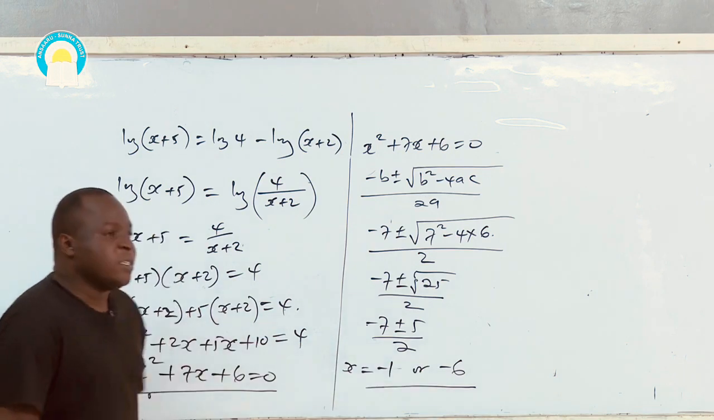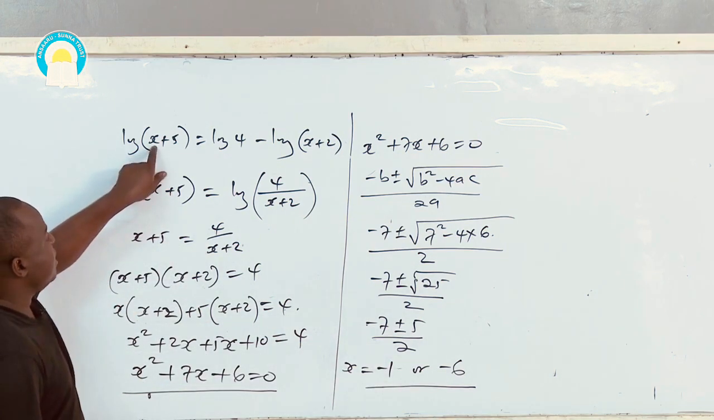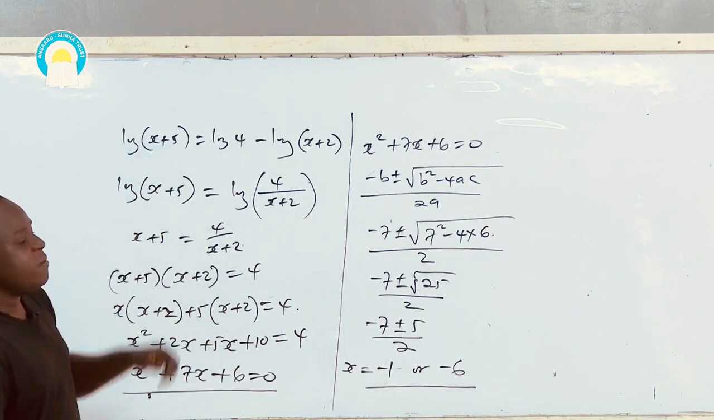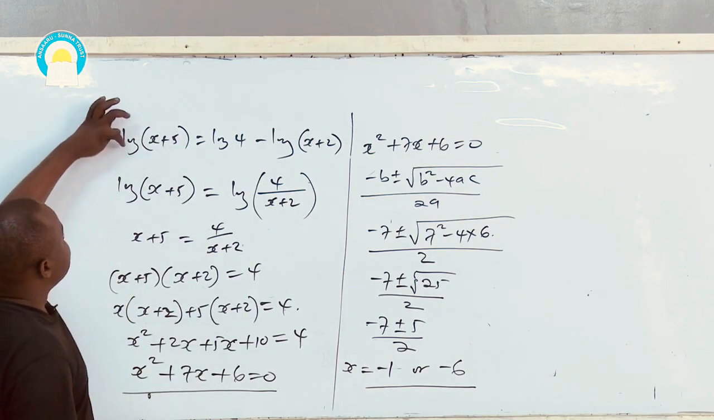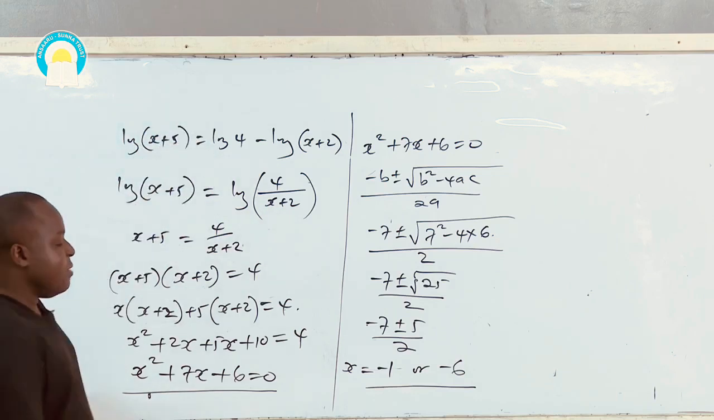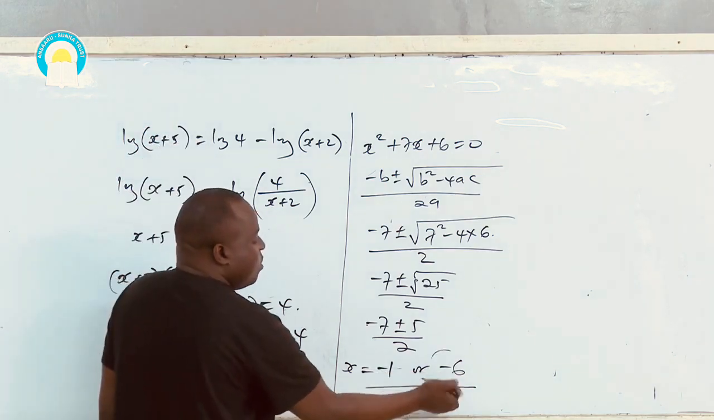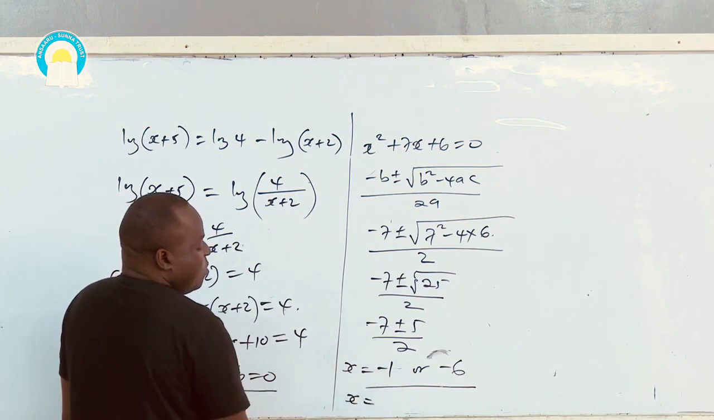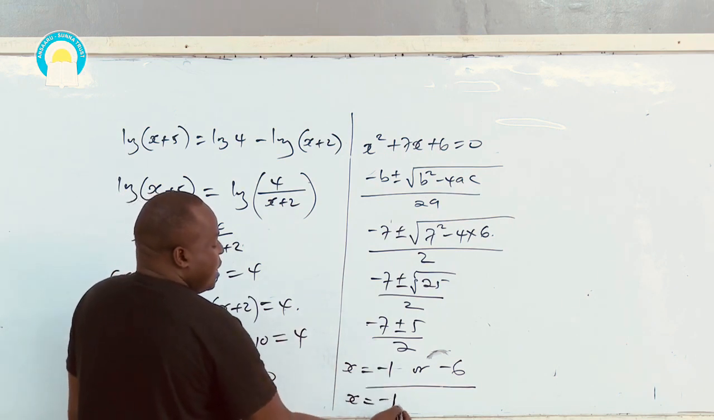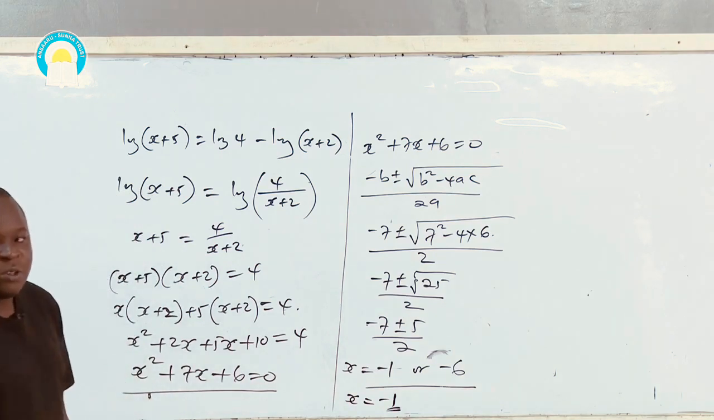How about negative 6? I put negative 6 here, then I'll have negative 6 plus 5, which is negative 1. So obviously, I can't have log negative 1. So just like I've explained, it means that this value should not be considered. So the final answer you should write should be the value of x is just 1. That's how it should be.